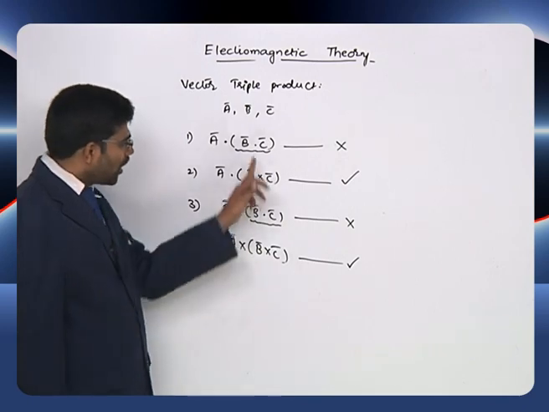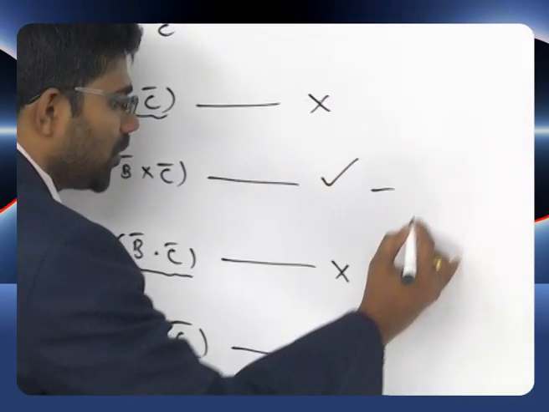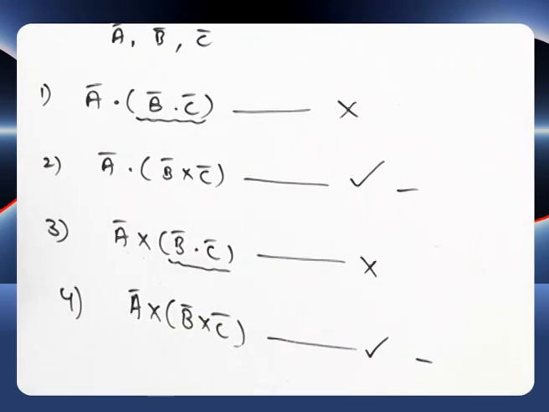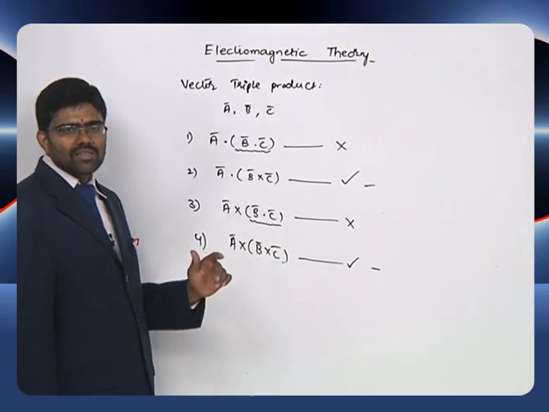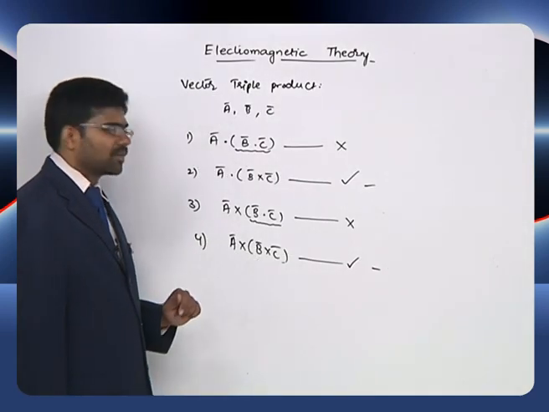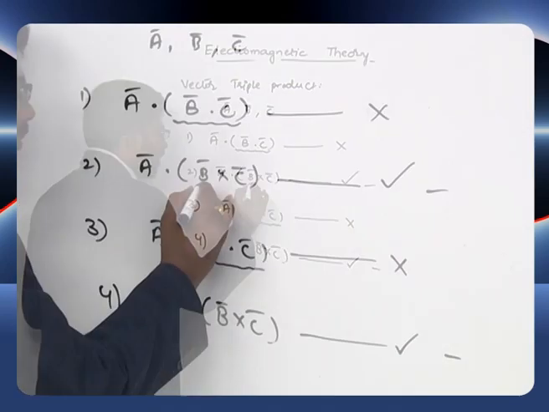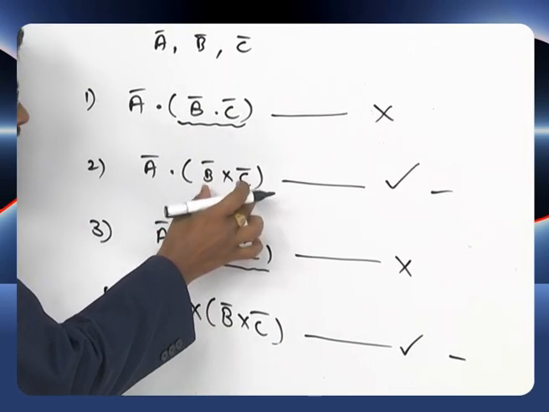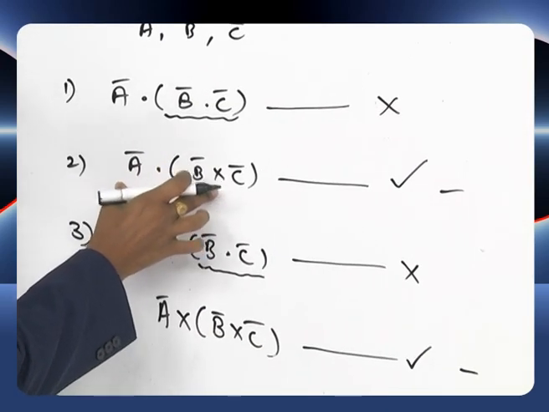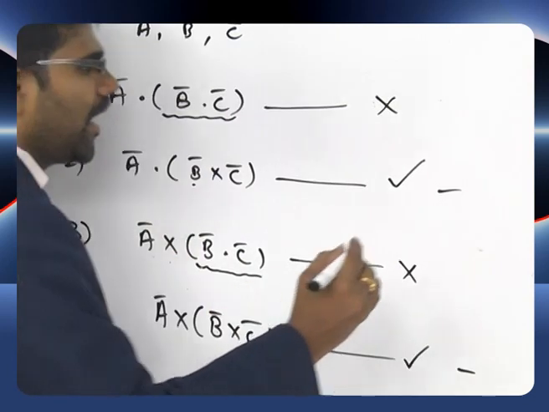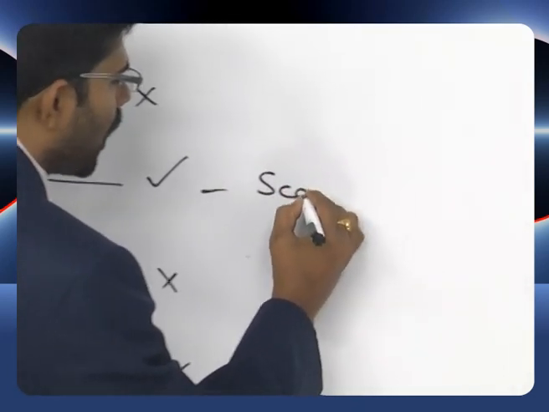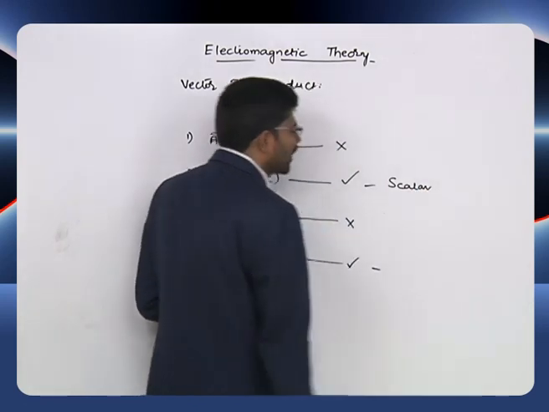Now among the existing two, this one and this one, which one gives which result? Which has the scalar answer and which has the vector answer? That we examine once again. B bar cross c bar is a vector. Vector dot vector, always the dot product gives us a scalar. So for this the answer is a scalar.